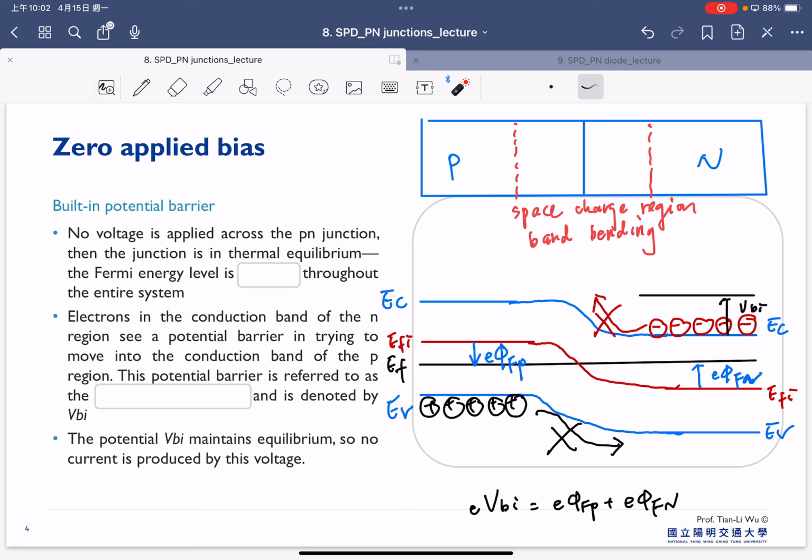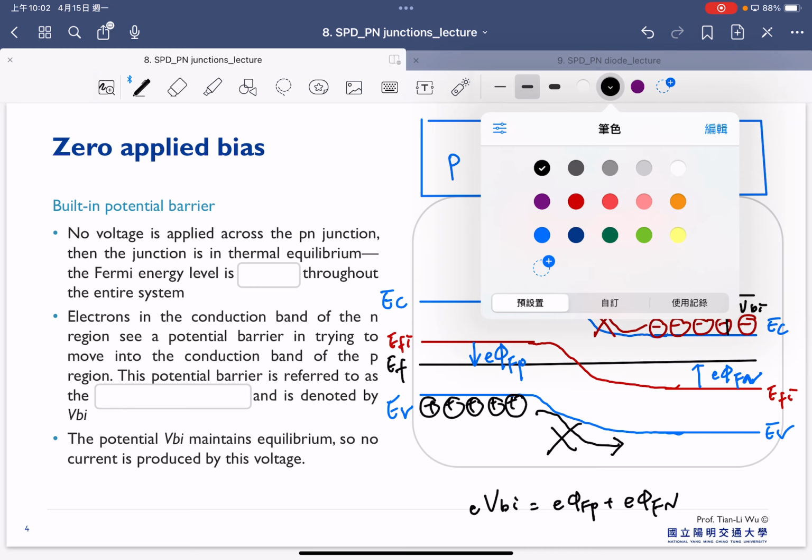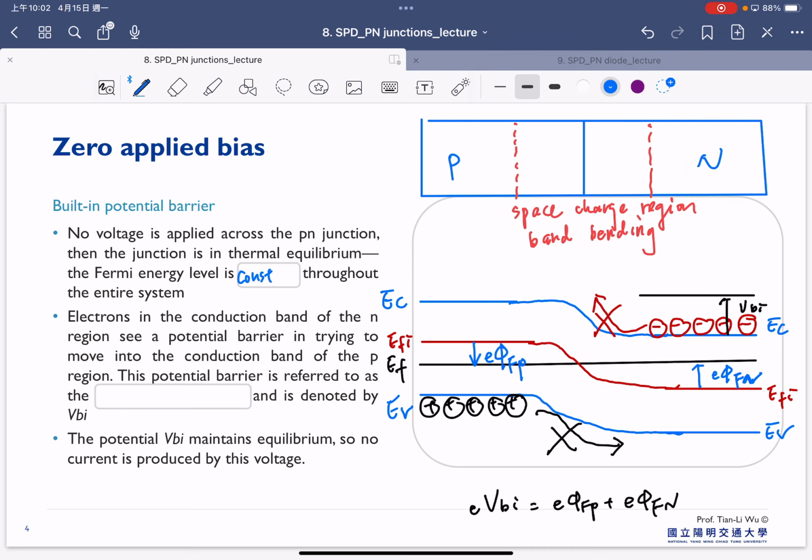That's very simple mathematics here. So let's go through the text here. There's no voltage applied across the PN junction. Therefore, the PN junction is in thermal equilibrium and the Fermi energy level is constant throughout the whole entire system. Because this is the case of thermal equilibrium, the Fermi energy level is constant through the whole system. So that's why this is flat here.